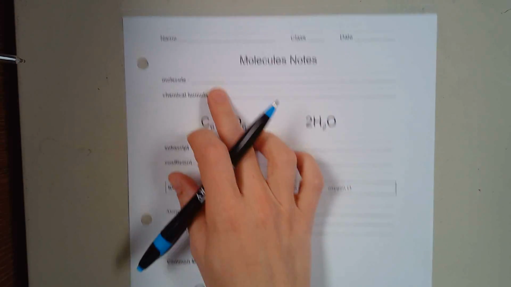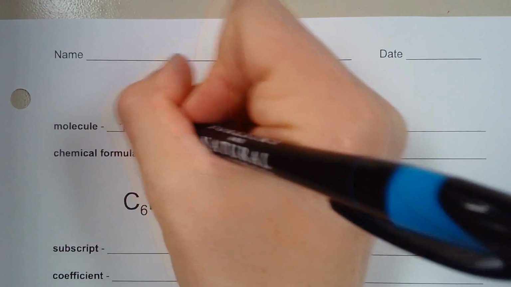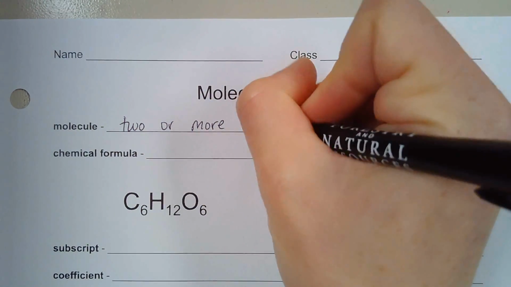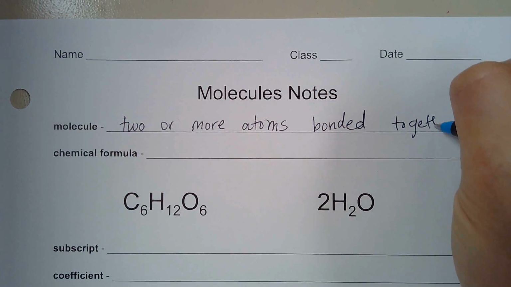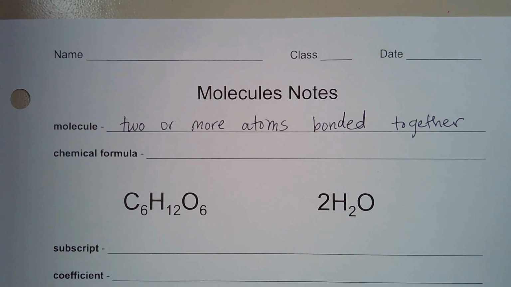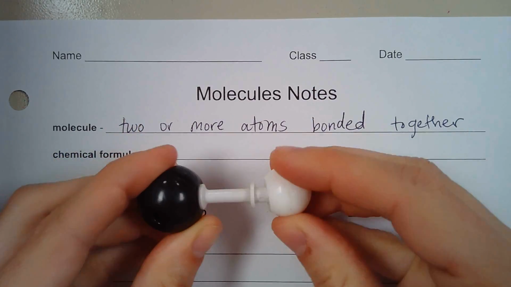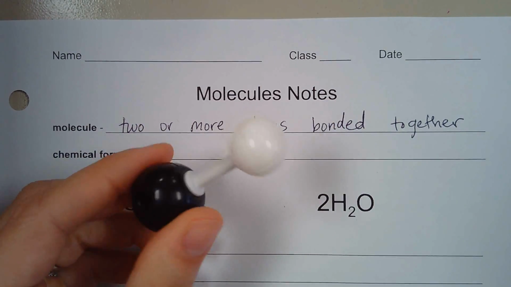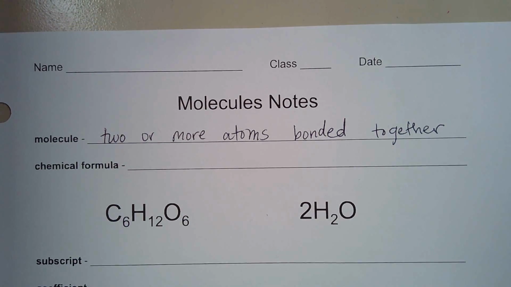But molecules are actually made when atoms connect together. So, two or more atoms bonded together. Let's look at some examples. Here's the carbon atom, and here is a hydrogen atom, and if they stick together, now that would be a molecule. It could be just two things stuck together, or it could be billions of atoms stuck together. They're giant, huge molecules.